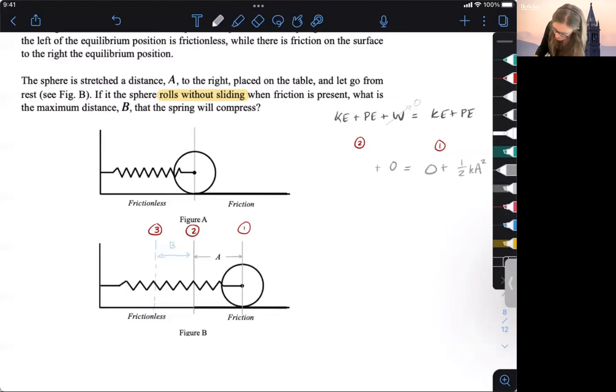And then what about our potential energy at point 2? Do we have any potential energy there? No, because point 2 is actually our equilibrium position. So once we get to that equilibrium position, all of our spring potential energy will be gone.